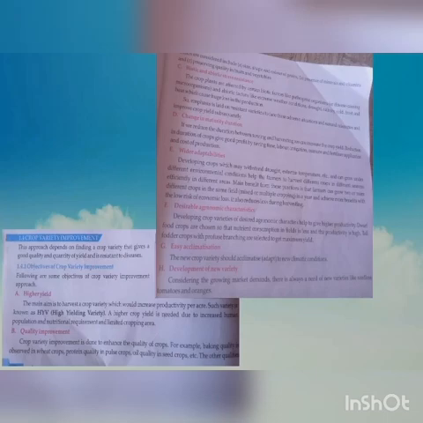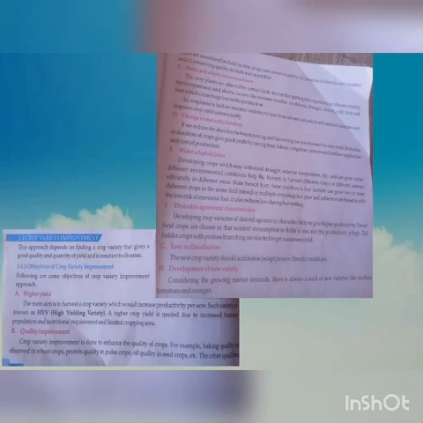First step is higher yield. The main aim is to harvest a crop variety which would increase the productivity per acre. Such variety is known as higher yielding variety, that is HYV. A higher crop yield is needed due to the increased human population and nutritional requirement and limited cropping area.